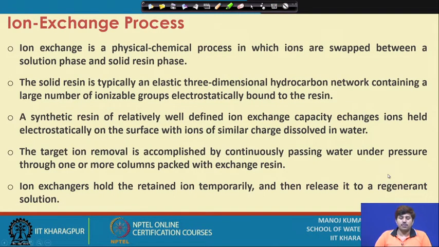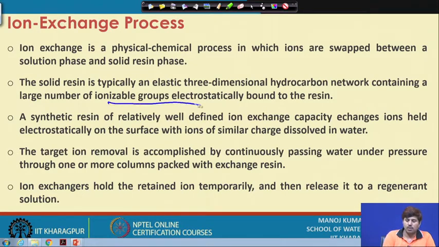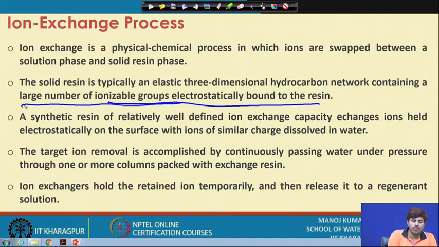Now, this is a physico-chemical process, a physical chemical interaction in which ions are swapped between a solution phase and a solid resin phase. The solid resin phase is typically an elastic three-dimensional hydrocarbon network which contains a large number of ionizable groups electrostatically bound to the resin. It is important that it has this large number of groups, because that is what will guide the capacity of the exchanger.